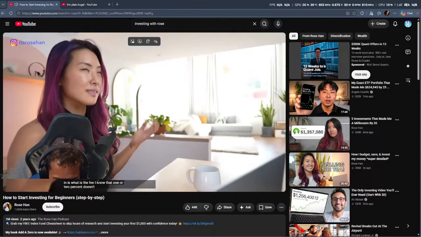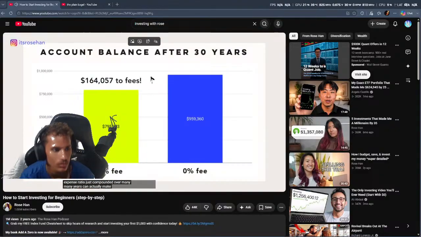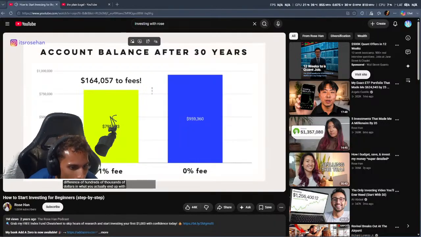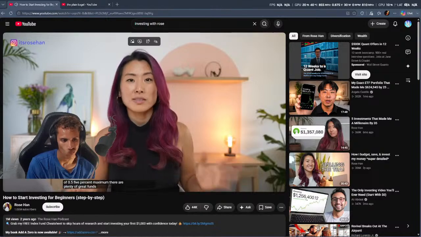So the first thing to look at when choosing a fund to invest in is what is the fee. I know that 1 or 2% doesn't sound like much, but the thing is, a small difference in the expense ratio, just compounded over many, many years, can actually make a difference of hundreds of thousands of dollars in what you actually end up with at the end. A good rule of thumb is to look for funds that have expense ratios of 0.5% maximum. There are plenty of great funds with expense ratios well below that.